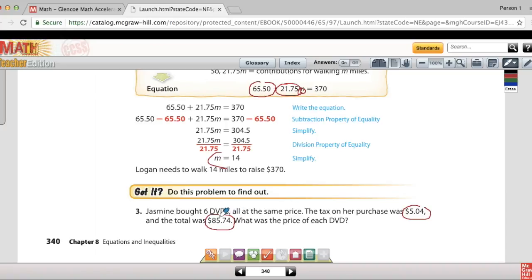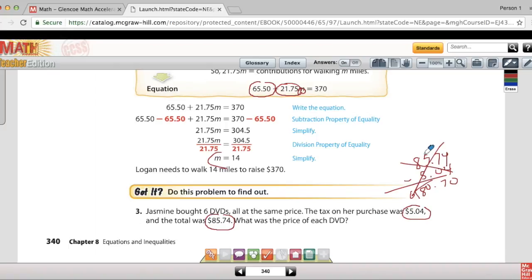And if I gave you this problem without asking you to write an equation, you probably would take $85.74 minus $5.04 and get $80.70, and then divide that by 6 CDs to find the price. And I understand that because that's how I would do it. I just want you to get really good at writing equations because that's what algebra is all about. And the more you practice, the better you'll get at that strategy.